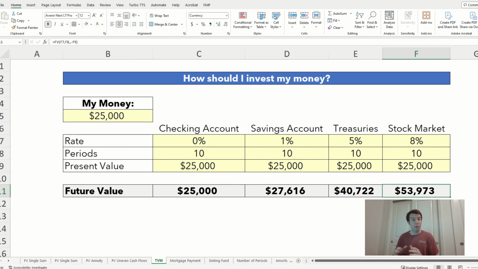Wow. If we put our money in the stock market, we'll get $53,000. I just want to say the stock market doesn't guarantee that return, but it's in the range of average returns. After looking at this, it's crazy to keep your money in your checkings or even your savings account.